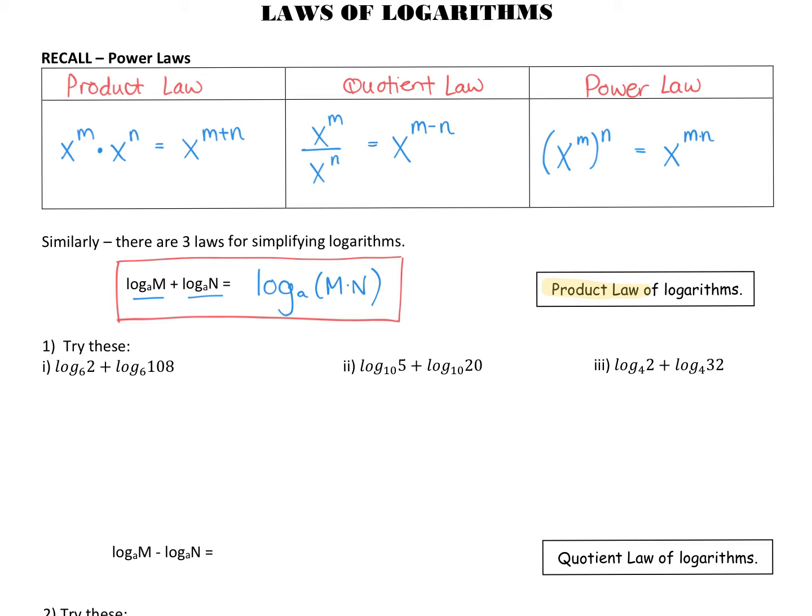So let's try just a couple of examples together. So here, you see in the first example, we're adding two logarithms. So we can write them as a single logarithm. So it becomes 2 times 108. That would, of course, simplify to log 6 of 216. And then you're asking yourself that question in your mind, 6 to the what equals 216?